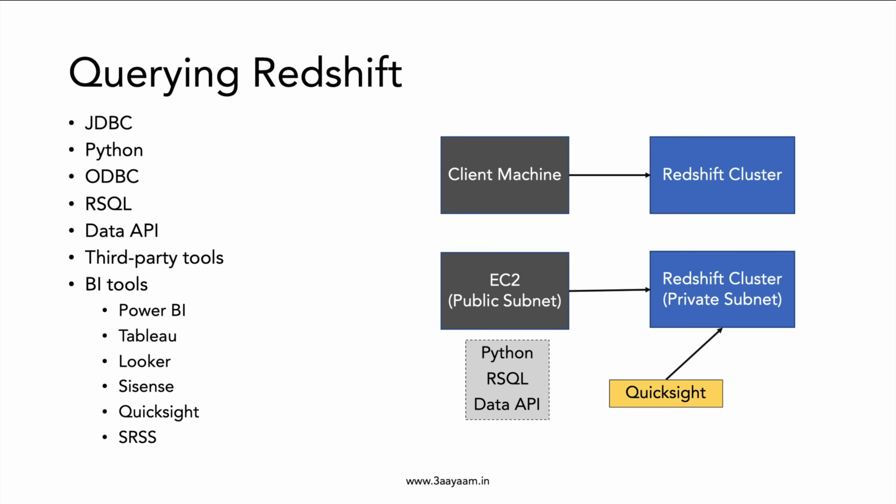Apart from these, we can also use QuickSight, which is AWS's own tool, and Redshift Query Editor V2, which is available in the Redshift console itself. In the next few videos, I'll talk about RSQL and Query Editor V2, how you can install RSQL and how you can use RSQL to query data in Redshift. Also, how you can use Query Editor V2 to run SQL queries in Redshift.